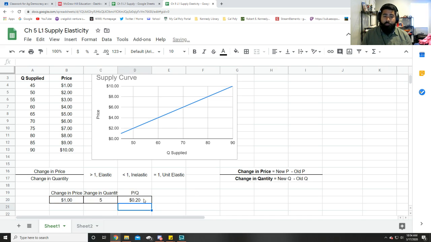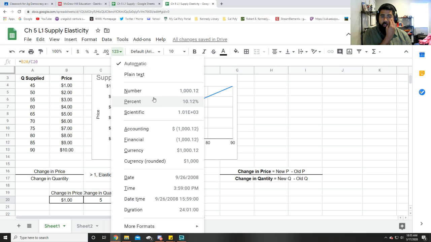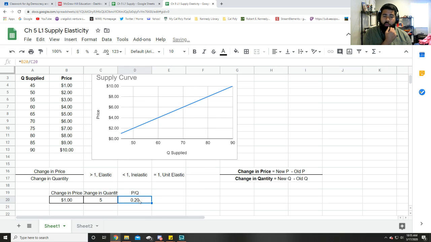We hit enter, okay? The answer might come out as a price. Let's just change that up. So we're going to go over here, go to more formats, and make it number. Okay. So the answer was 0.2. So if the answer is 0.2, is it greater than 1, less than 1, or equal to 1? Obviously, this is less than 1. So I'm going to put the type of elasticity.